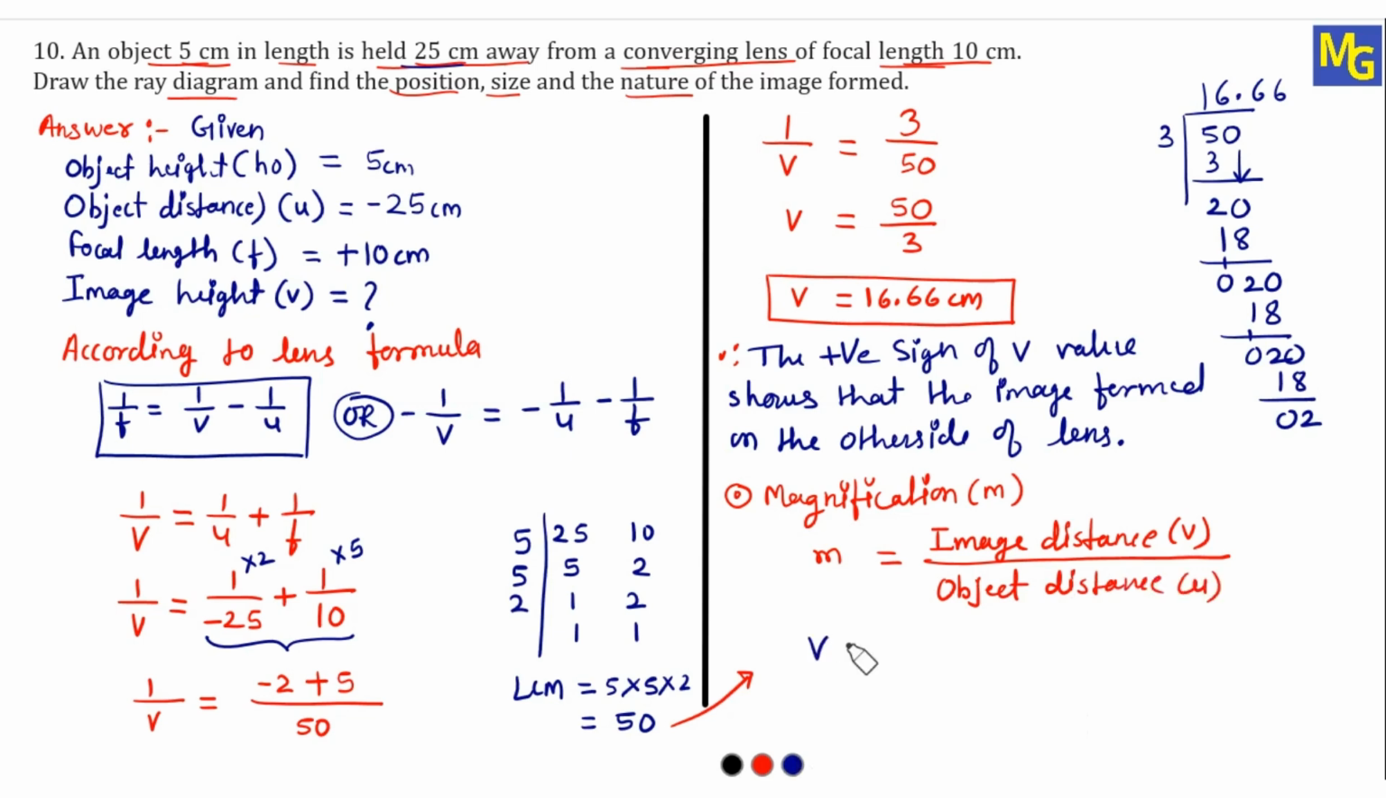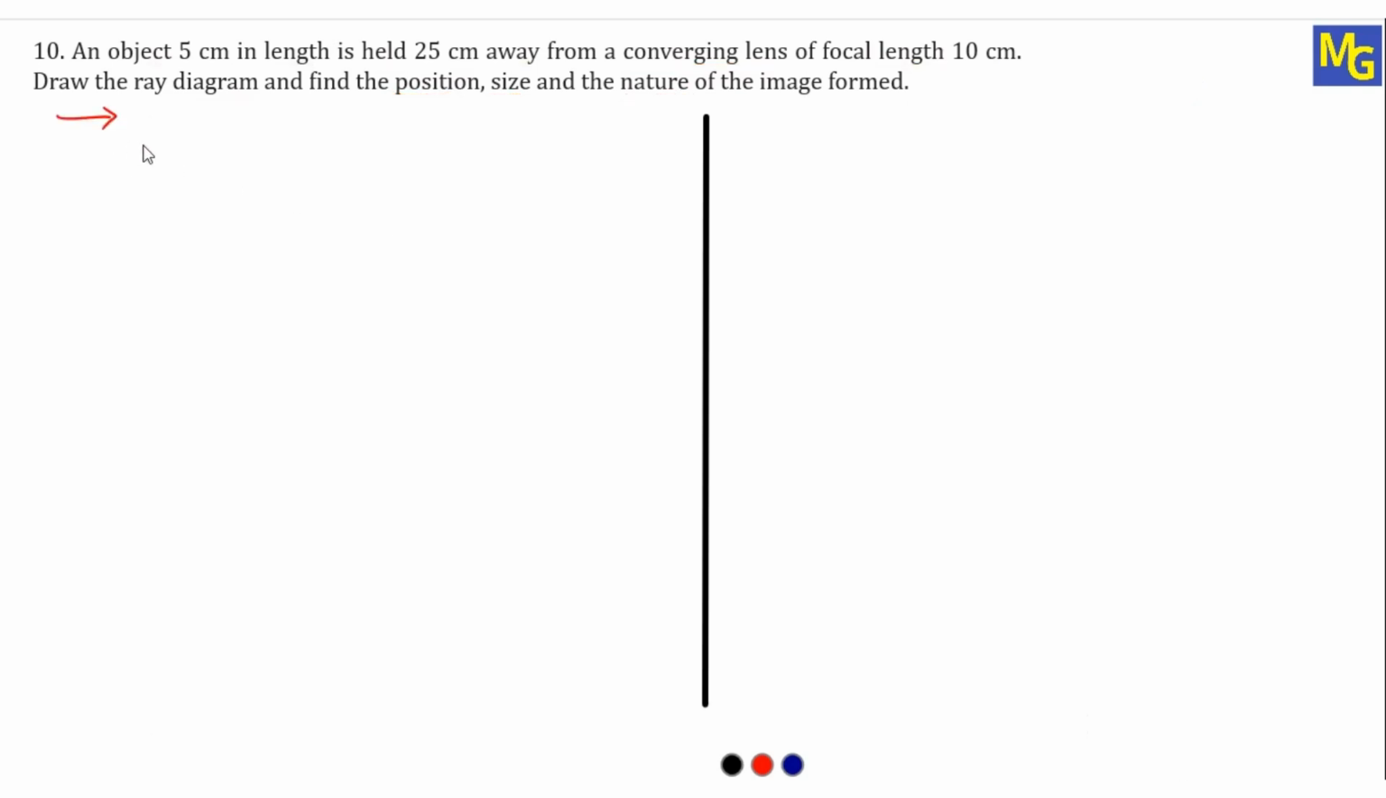So what is the v? Just now we have calculated 16.66 centimeter, and what is u we have? u we have minus 25 centimeter. So let me substitute this value in the above formula. So now I will write the formula. m is equal to v by u. We know the value, so I'll substitute. m is equal to 16.66 divided by minus 25. So now see, this is in decimal, so I will shift the decimal to the right hand side by two places. So if I do like this, then down at the denominator there will be multiplication by 100.